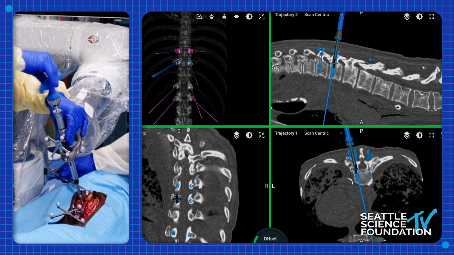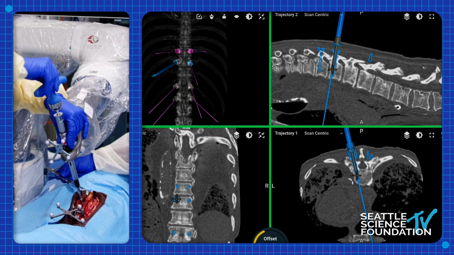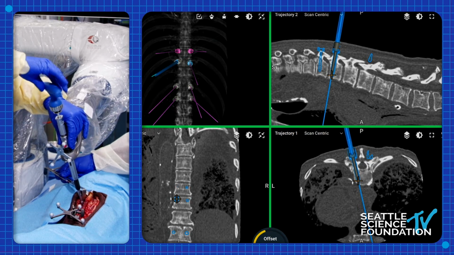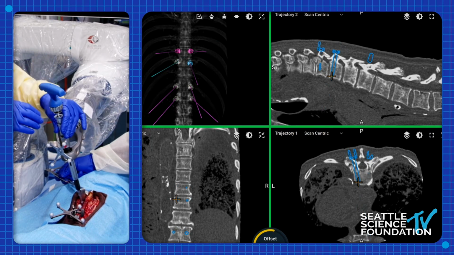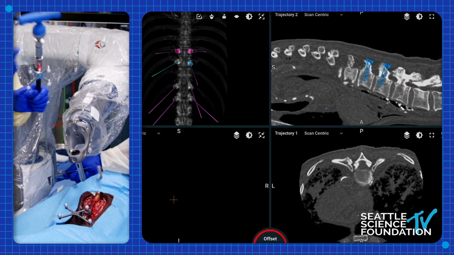I don't know if you can appreciate it there in the lecture hall, but we did use a different size screw on this pedicle because we could accommodate it. The T9 pedicle was quite a bit smaller. This one's a little bit wider, so we could get more engagement with a thicker screw.